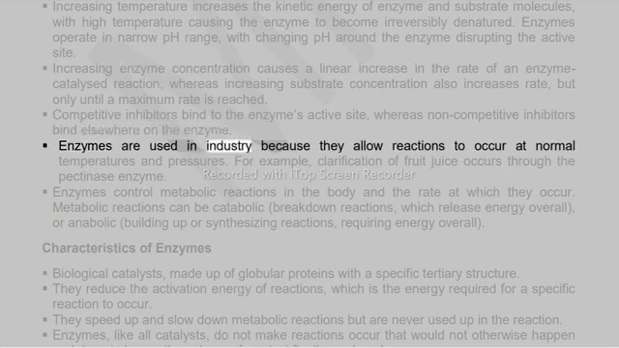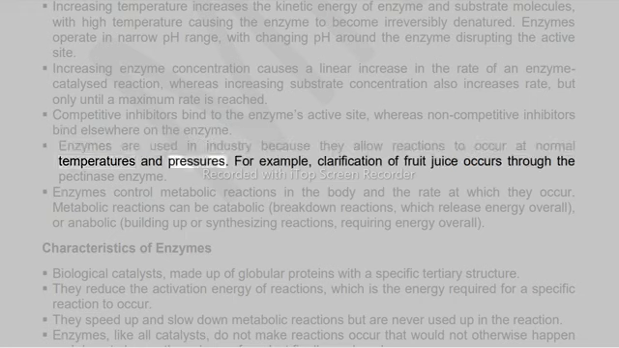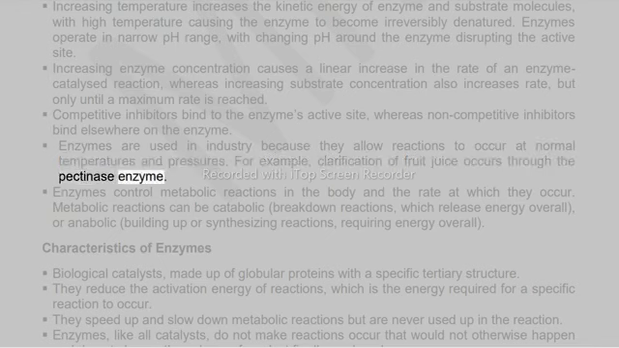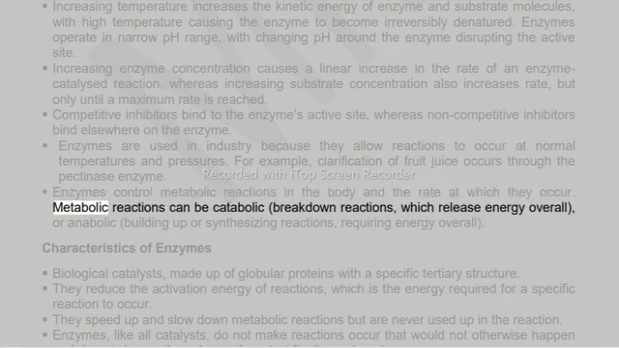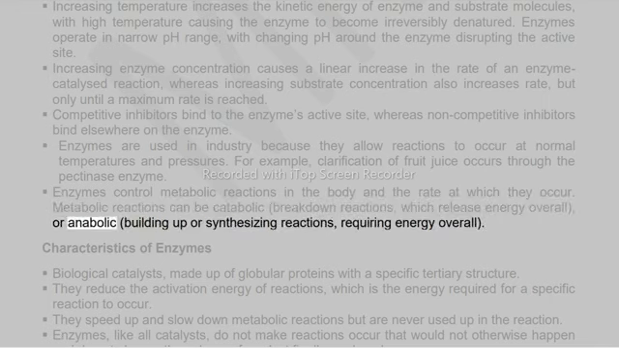Enzymes are used in industry because they allow reactions to occur at normal temperatures and pressures. For example, clarification of fruit juice occurs through the pectinase enzyme. Enzymes control metabolic reactions in the body and the rate at which they occur. Metabolic reactions can be catabolic, breakdown reactions, which release energy overall, or anabolic, building up or synthesizing reactions, requiring energy overall.